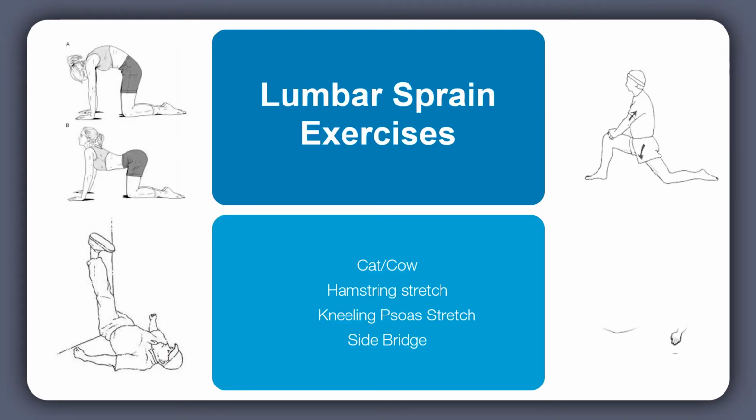So the 4 exercises that are recommended for lumbar sprain are the cat-cow, the hamstring stretch, the kneeling psoas stretch, and the side bridge.